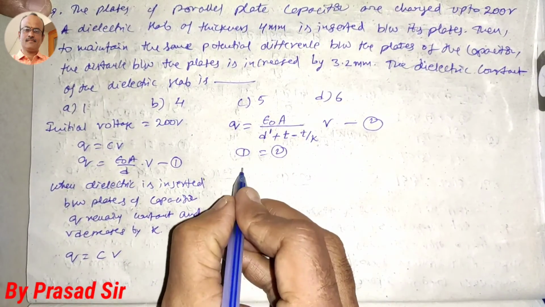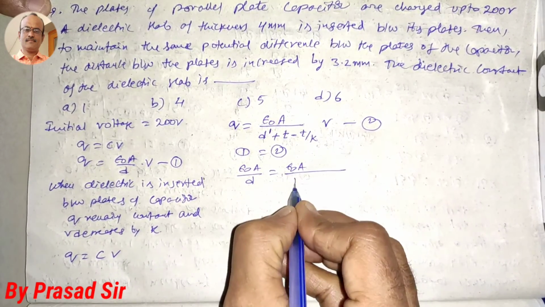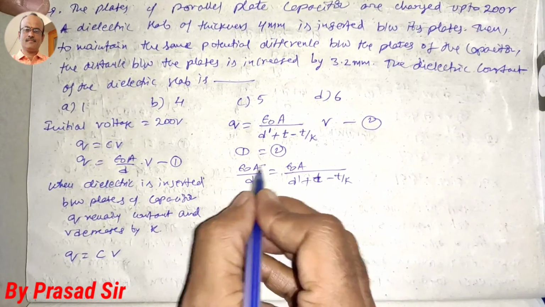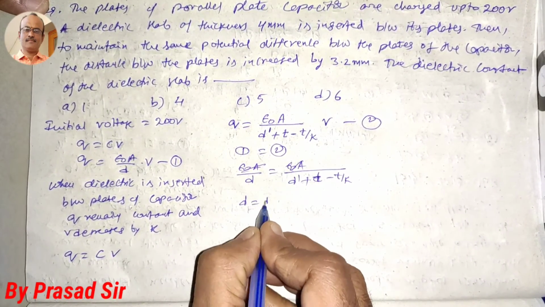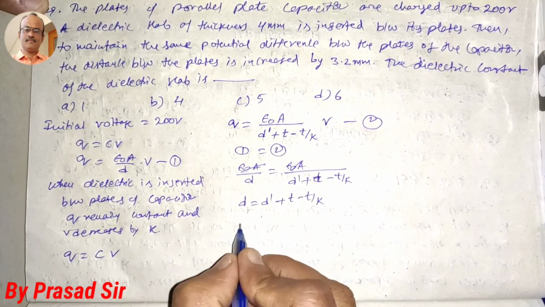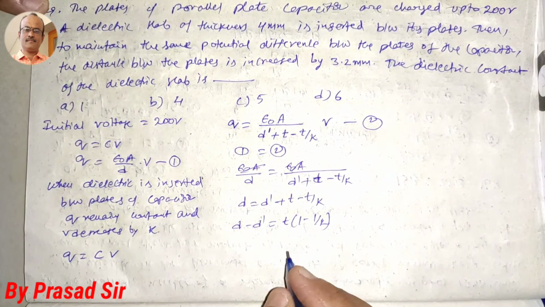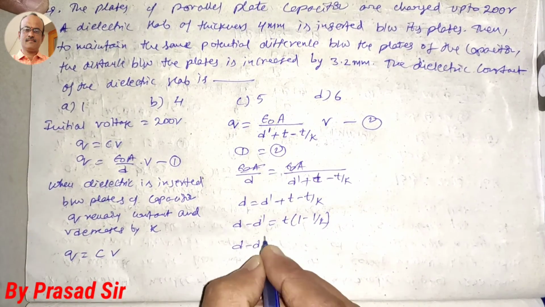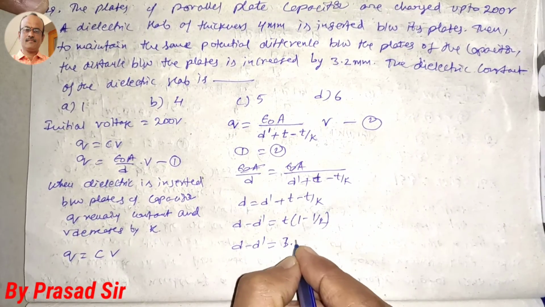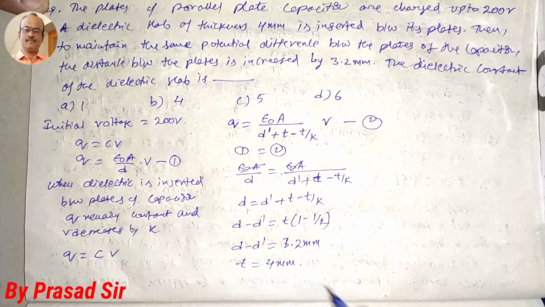So then what happens here? 1 is equal to 2. Epsilon naught A by D is equal to epsilon naught A divided by D dash plus T minus T by K. So both are cancelled. D is equal to D dash plus T minus T by K. D minus D dash is equal to T common, 1 minus 1 by K. So one thing to remember here, D minus D dash is equal to 3.2 millimeters and thickness is equal to 4 millimeters.